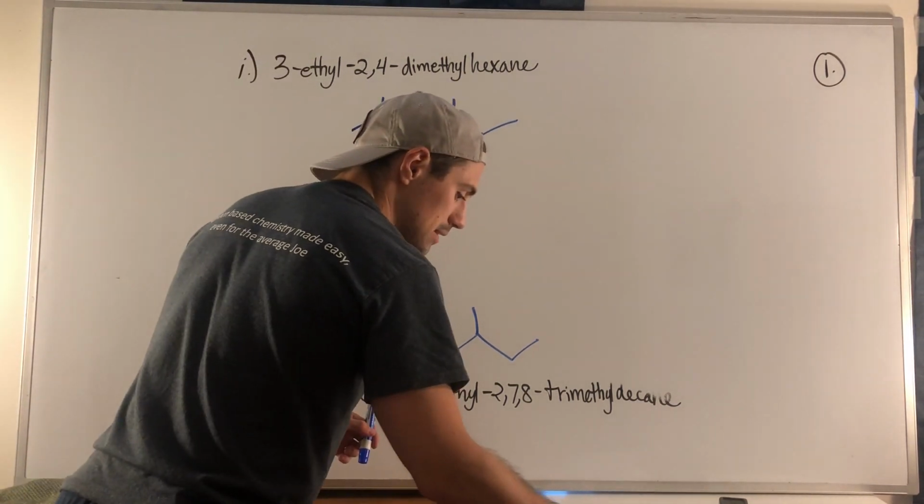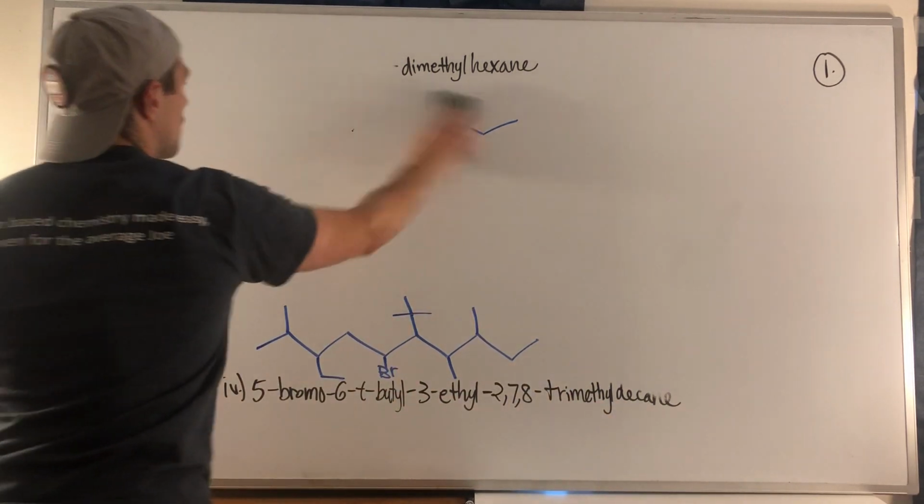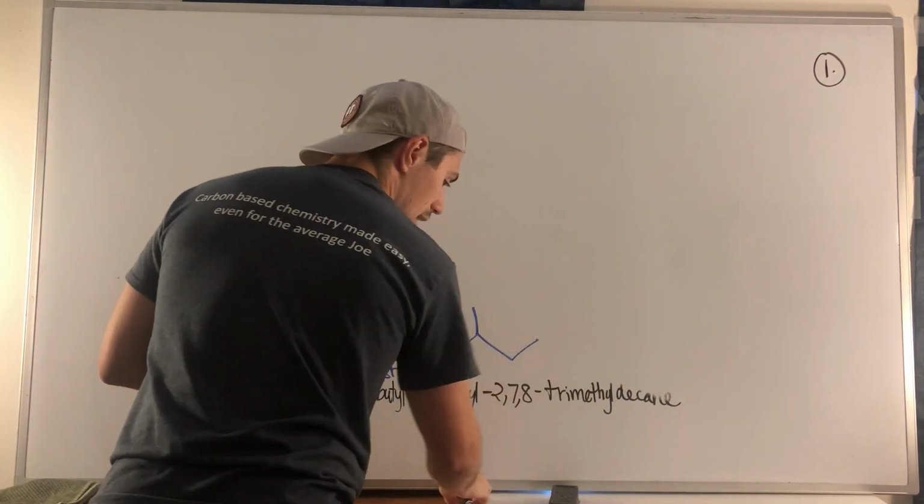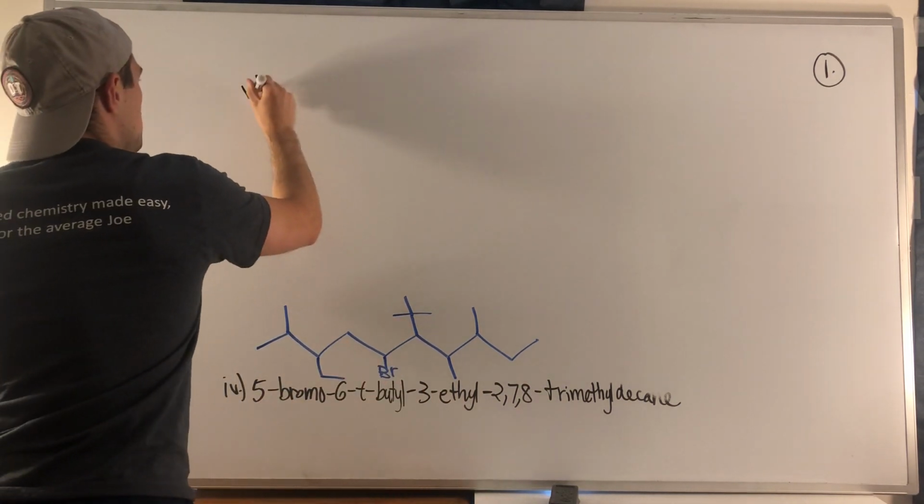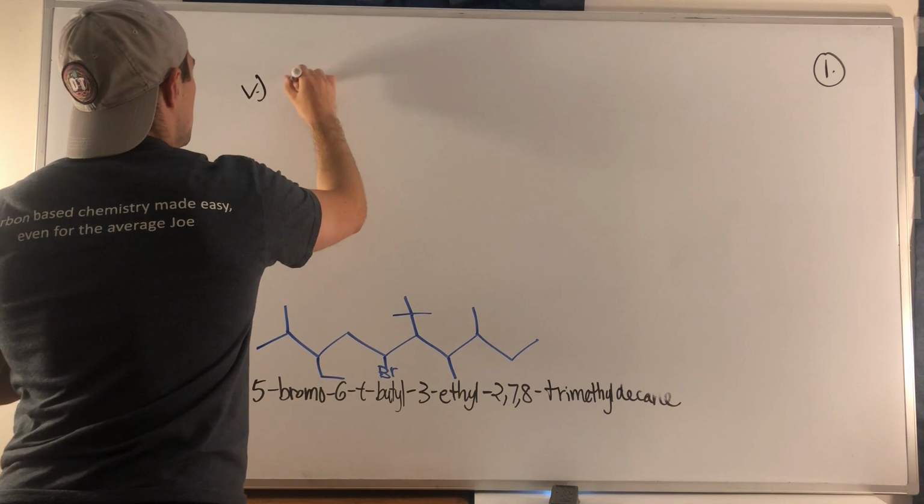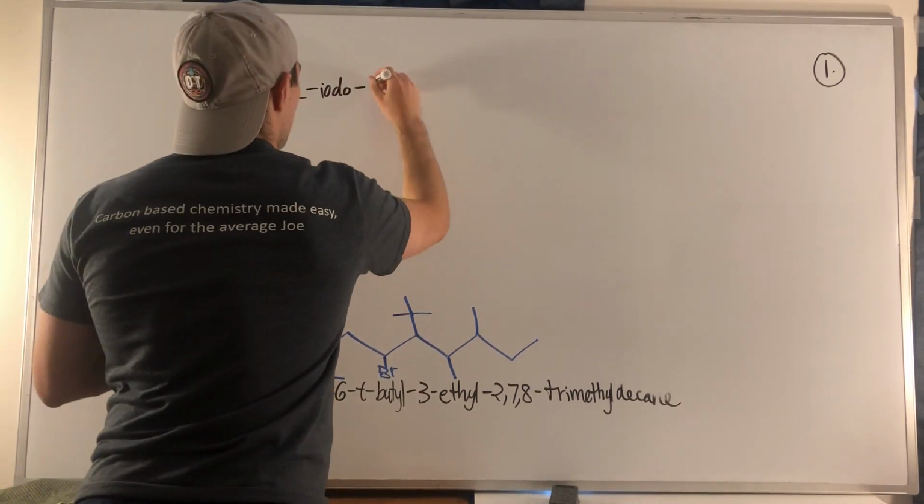And last but not least, let me do letter V, 5 Roman numerals. Okay, so this one is also another one I wanted to sneak in there. It's 1-iodo-2-methylpropane.